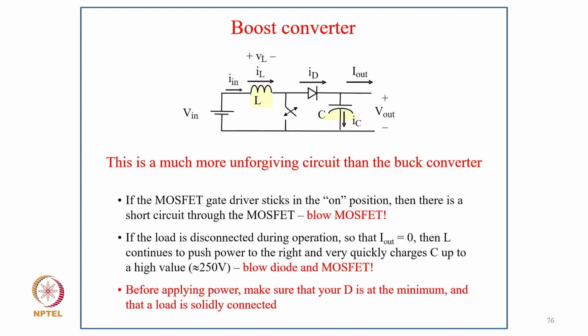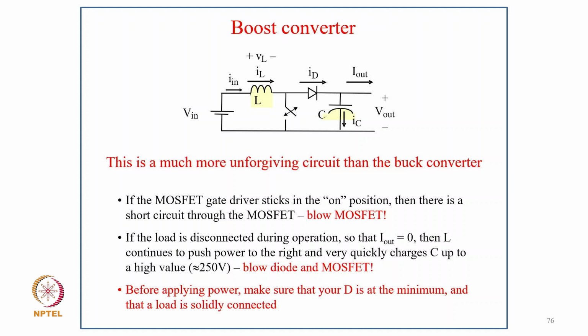Now, typically here we have the source, inductor, switch, diode, and output capacitor, with different notation. When the switch is closed, the inductor voltage is the input voltage, and when the switch is open, the inductor voltage comes in series with the input voltage, and that becomes the output voltage, higher than the input.